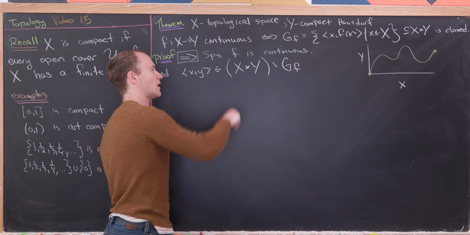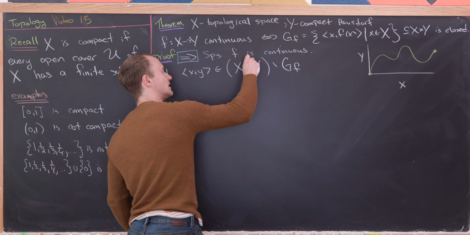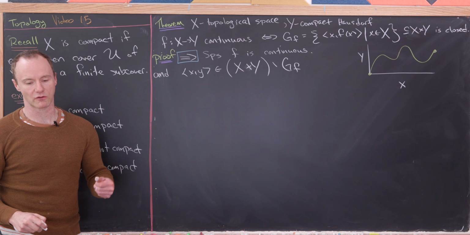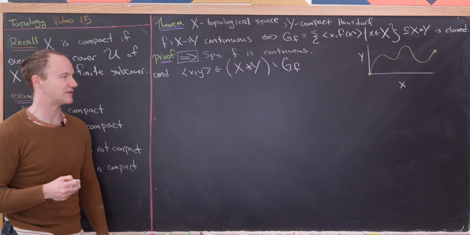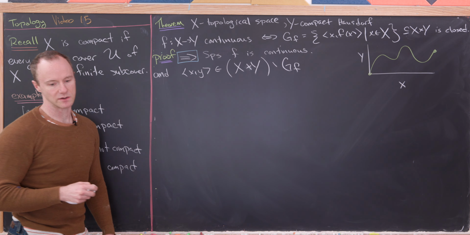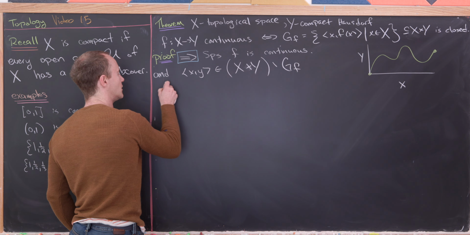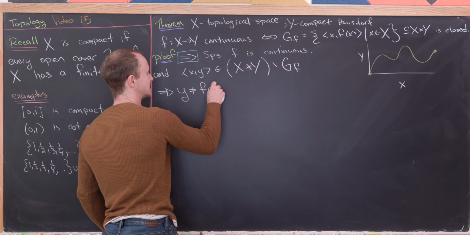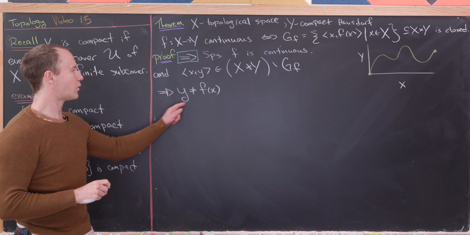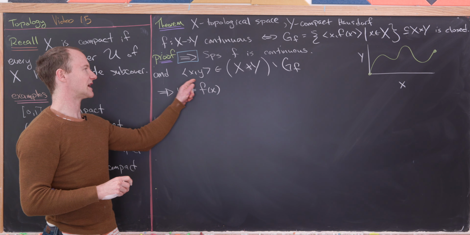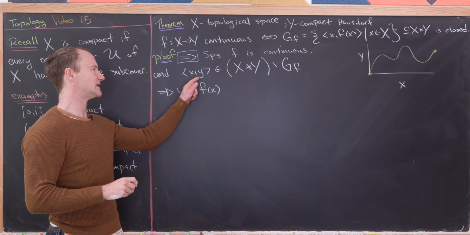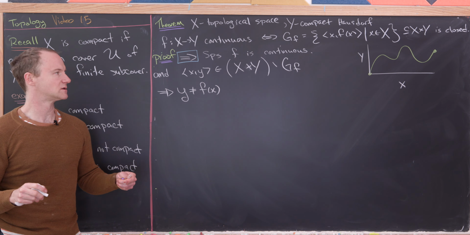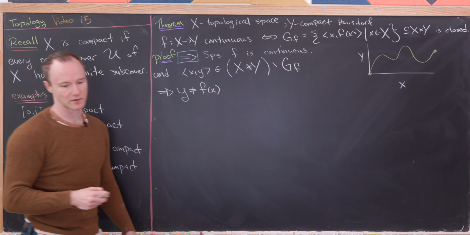So X cross Y minus G of F. So if we can show that the complement is open, then the graph is closed, kind of by definition of open and closed. Okay. But notice that that means immediately that y is not equal to f of x. Because if y was equal to f of x inside of this ordered pair, that means that this ordered pair would be on the graph, but we've just assumed that it's not on the graph.